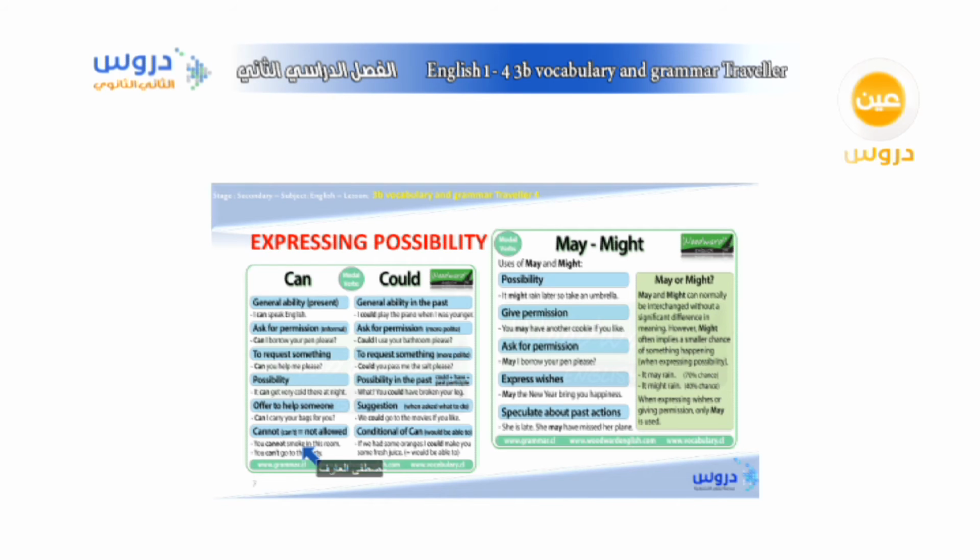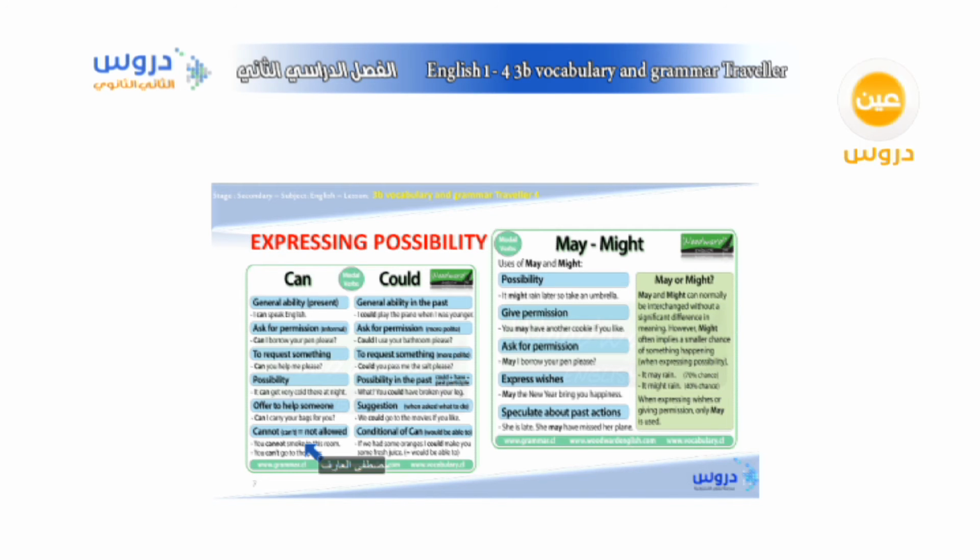Example, you cannot smoke in the classroom or in this room. You can't go to the party. You can't hit children. You can't park in a wrong lane, and so on.